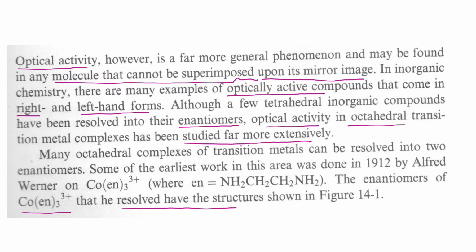more than one type of organic molecules. If any compound, whether organic or inorganic, has a non-superimposable mirror image, that means it's optically active, and they are classified as right-handed and left-handed isomers, or as they call them, enantiomers. For example, tetrahedral inorganic compounds can be resolved into enantiomers, optically active, and octahedral transition metal compounds, like the one we're going to prepare, are also optically active.